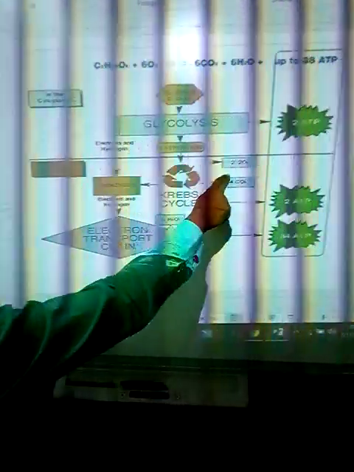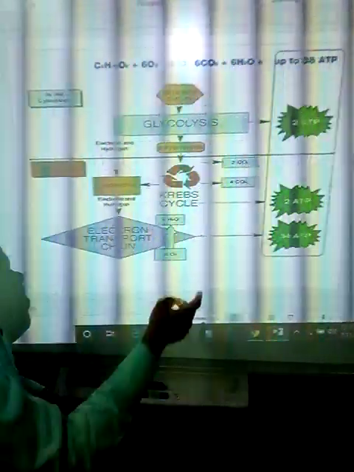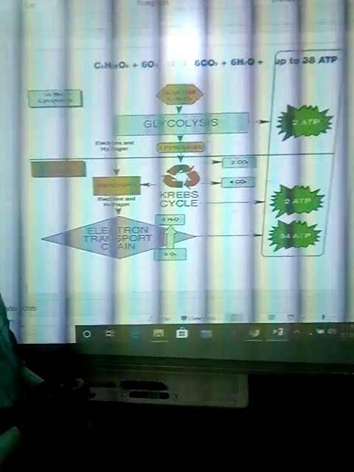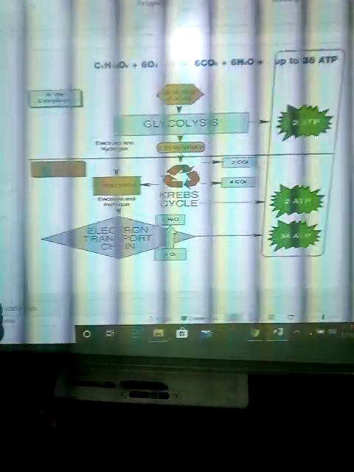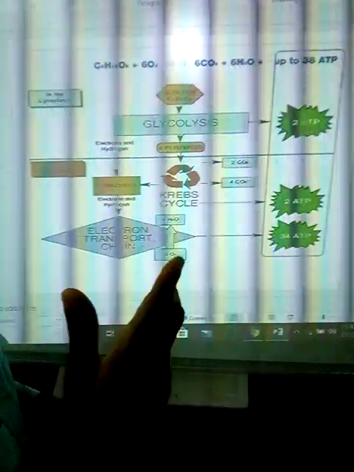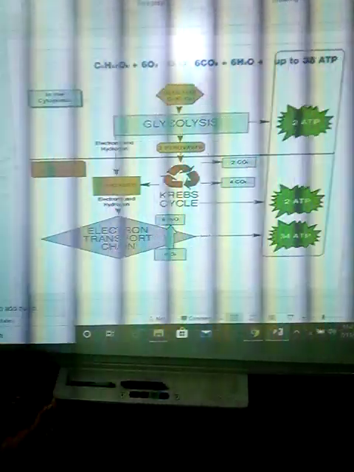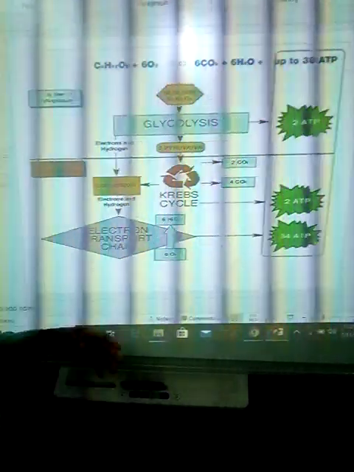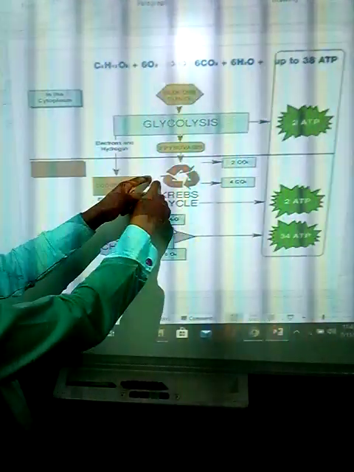So on and on, the citric acid will be decarboxylated. You will have a 5-carbon molecule, which is alpha ketoglutaric acid. From alpha ketoglutaric acid, it will again be decarboxylated to succinic acid, to fumaric acid, and back to oxaloacetic.